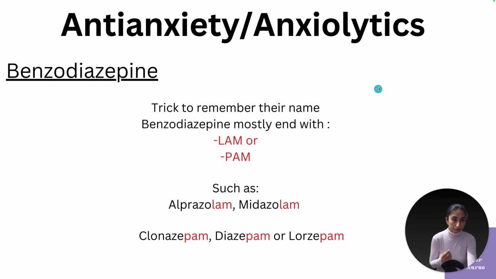Okay, all right. So here is a trick to remember the names of benzodiazepines. If you see a drug on your NCLEX exam that ends with LAM or PAM, there is a high probability that it's a benzodiazepine anti-anxiety drug. Some examples are alprazolam and midazolam, both ending with LAM. Others are clonazepam, diazepam, and lorazepam. These drugs end with PAM. So remember, LAM and PAM are benzodiazepines.